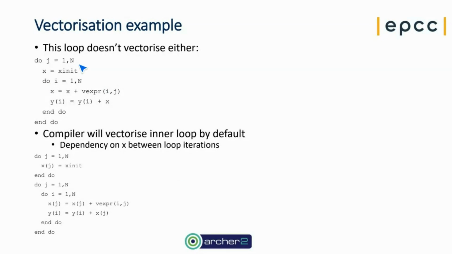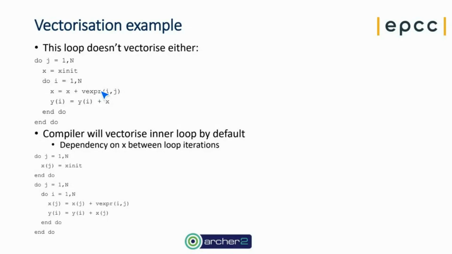Okay, so here's another example of something that doesn't vectorize. If we look at the inner loop here, which is what the compiler will try to vectorize, we have a scalar x, which is incremented by an array element. So the value of x in each loop iteration depends on the value in the previous one in a non-trivial way. And so it's typically not possible for compilers to generate vector instructions for this because of the dependency on x.